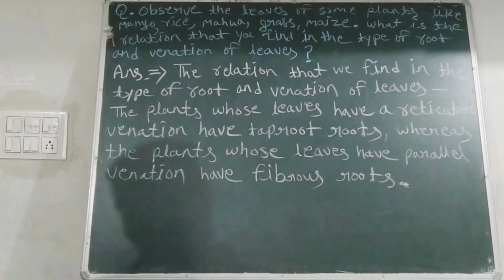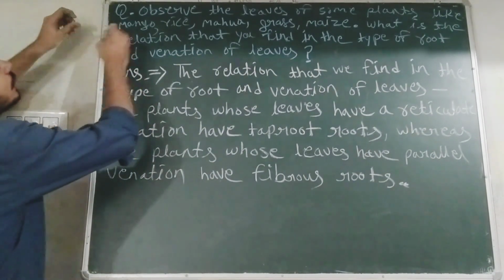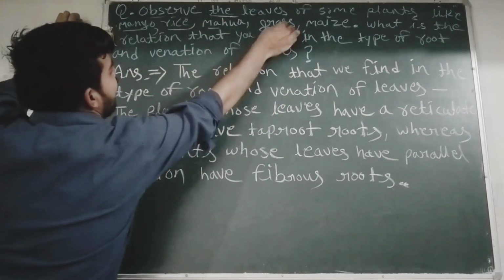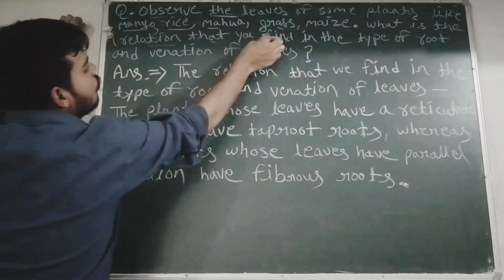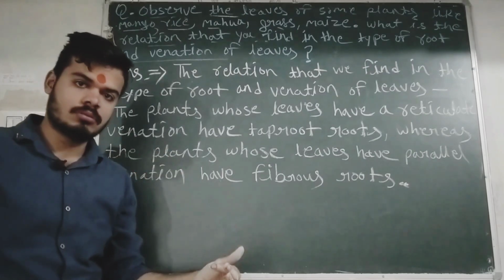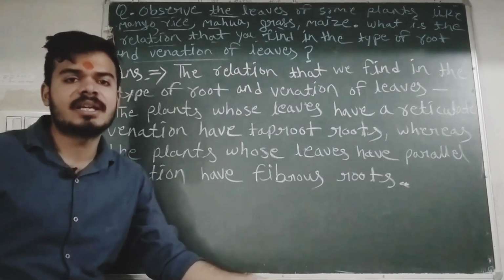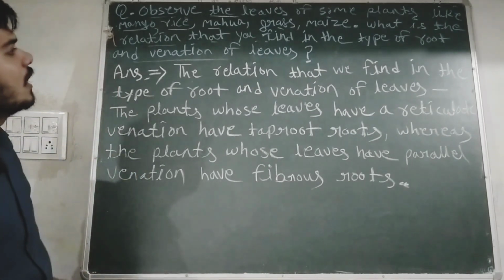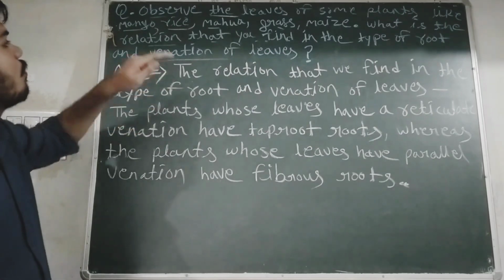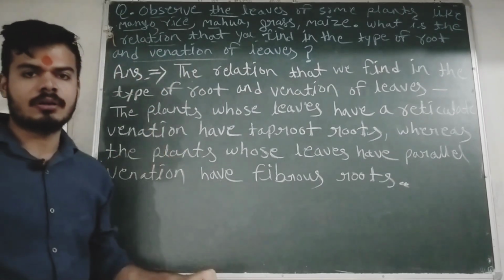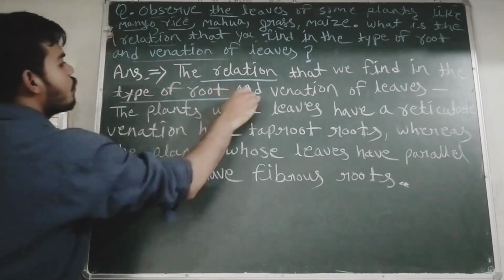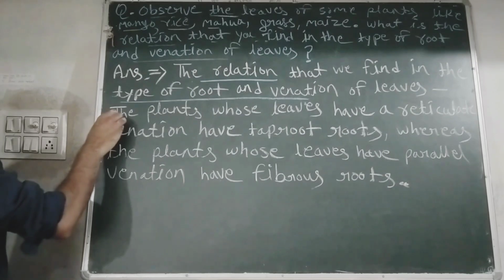Here is a question in your book: observe the leaves of some plants like mango, rice, mahua, grass, maize. What is the relation that you find in the type of root and venation of leaves? So students, here we have to observe some plants like mango, maize, mahua, etc. And we have to tell the relation that we find in the type of roots and venation of leaves.